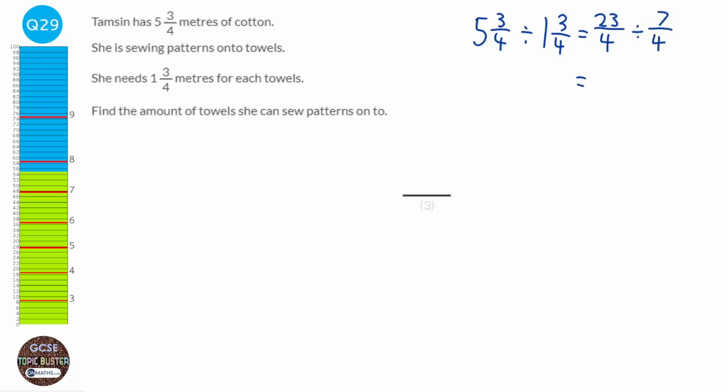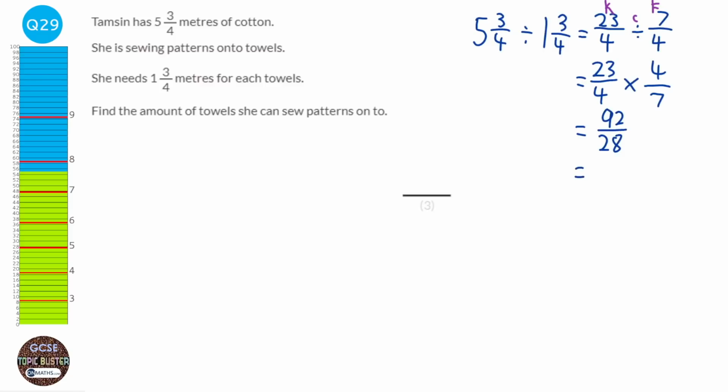Now a little trick here is KFC. We keep the first fraction, we flip the second fraction, and we change the divide sign to a times sign. So we're going to keep this first fraction as it is, change that divide to a times, and flip the second fraction. Okay, whenever we multiply, we just multiply the tops, so 23 times 4, which is 92, and we times the bottoms, which will be 28.